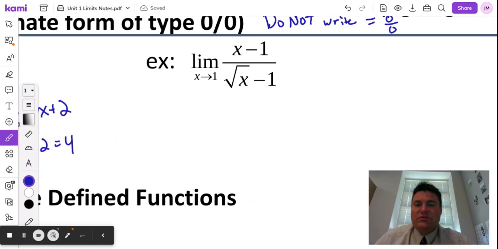For the next one here, this is one that we really can't factor. It has unusual factoring if you do go through with the factoring. So because we have the square roots, we do want to multiply by the conjugate so that we can manipulate this. Because if you do plug in a 1 in the numerator, you get 0. In the denominator, you do get 0 as well.